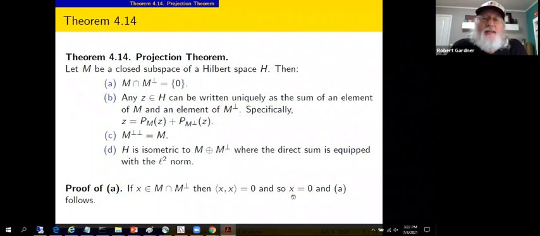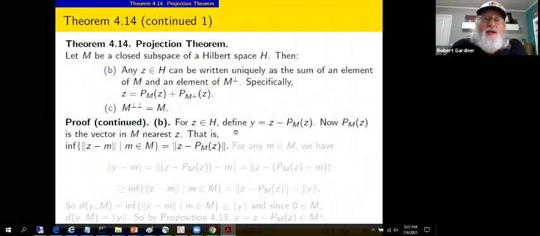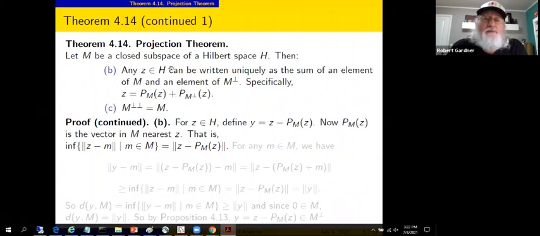Like part B, very geometric. We're going to sort of intertwine the proofs of B and C. That's why I've left the statements of both of them here. We'll prove half of part B, then we'll prove part C, and then we'll finish up the uniqueness claim in part B. So to address part B, let's take Z to be an arbitrary vector in the Hilbert space H.